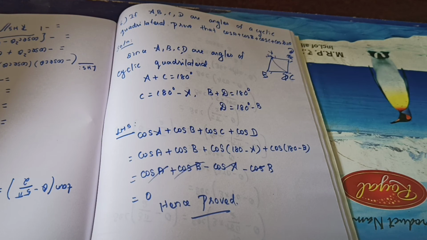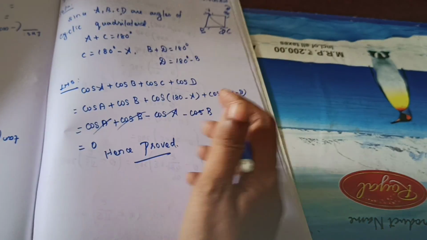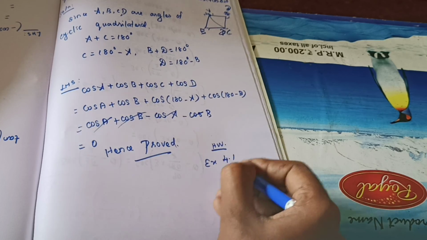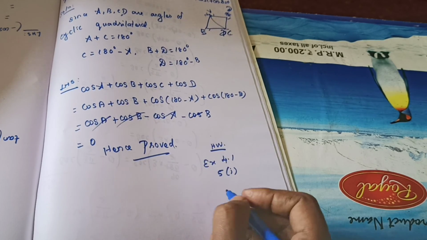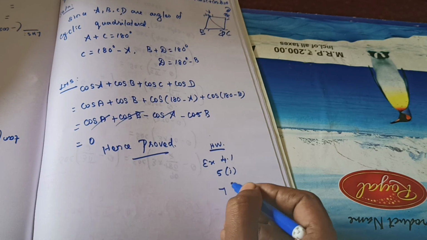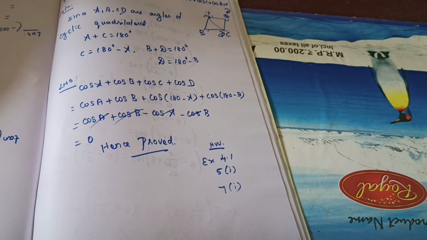Okay, so I am going to give one more homework for you today. Take down your book. Already I gave homework: Exercise 4.1, fifth problem, first Roman. Now 7th problem, first Roman is your homework. So 7th problem, first Roman we need to do.